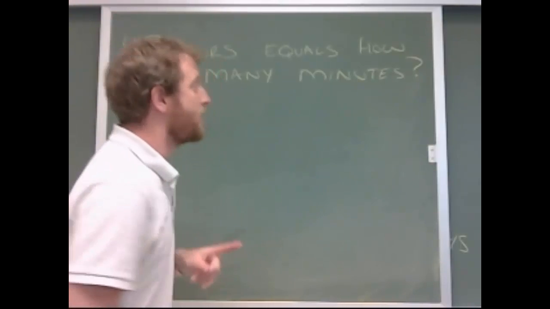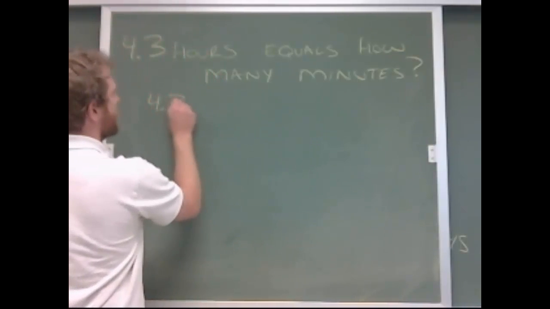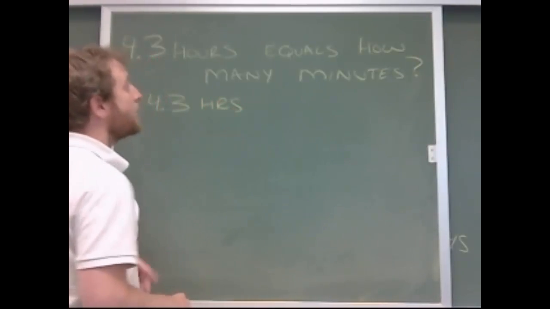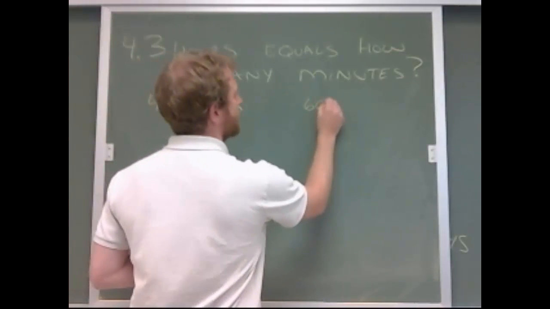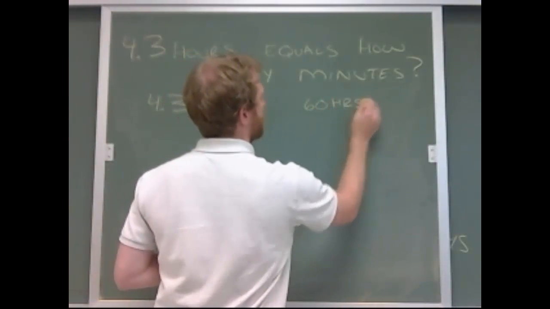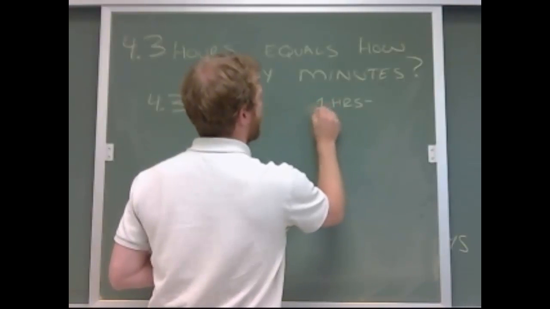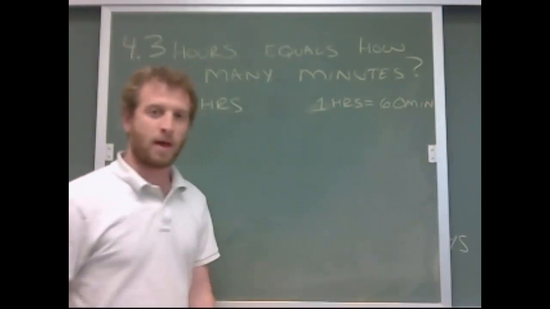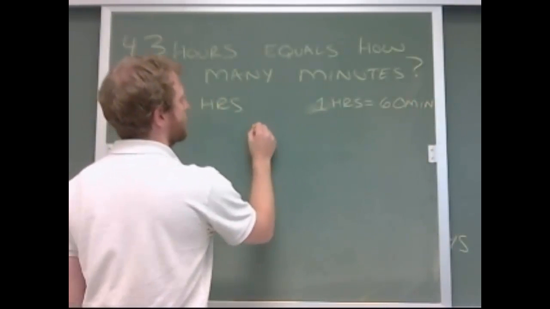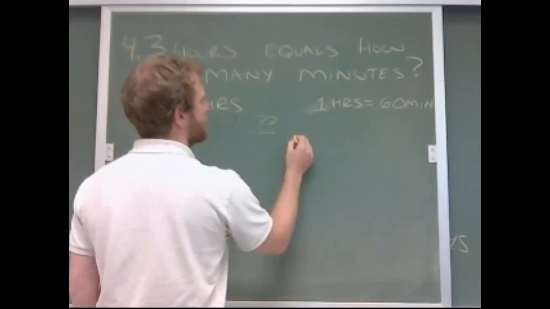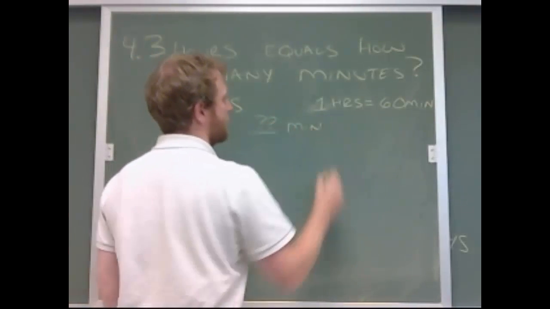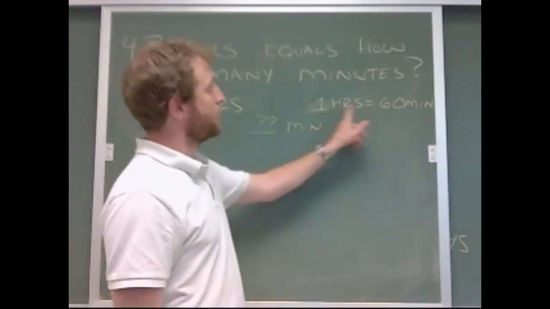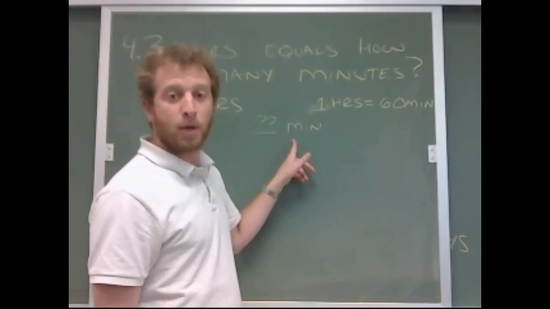Step 1, identify what I know. So I know 4.3 hours. HRS, that's just hours. Another thing I know, that 60 hours, whoops, that's wrong. I know that 1 hour equals 60 minutes. Okay? And I know that I'm trying to get to minutes. So I'm looking for some number of minutes. Already you can tell I've got enough to solve my problem. Got hours, I can change hours to minutes, and then I'm looking for minutes.